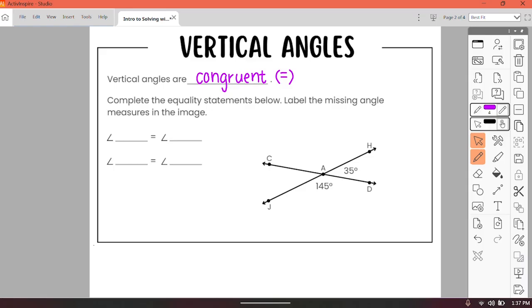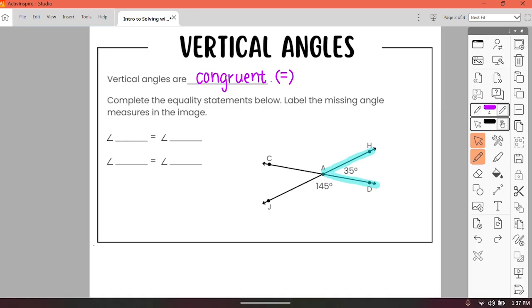All right. So in this, there's no whole minus part equals part. There's no setting up an equation. If you're given some pictures like this, all you really have to do is write the angles that are equal or write the measures, okay? So we're going to fill in the blanks here that say which angles are equal to each other, and I'm going to start with this one right here.